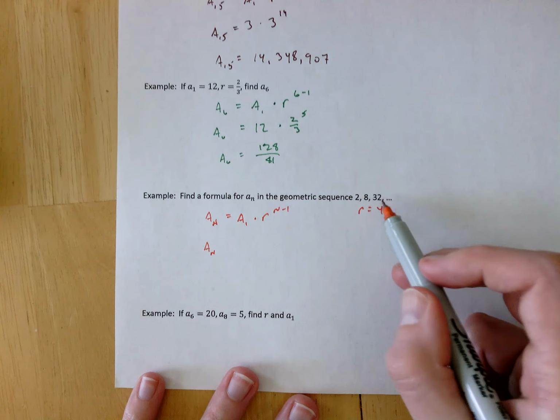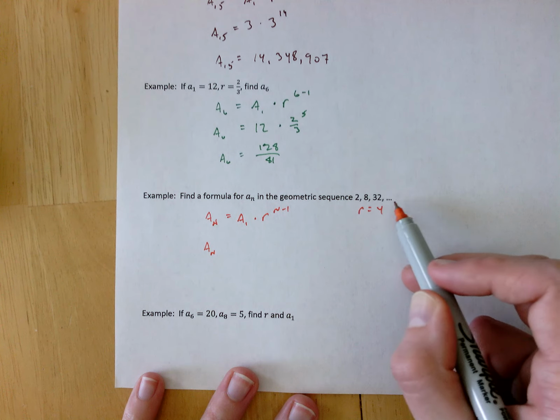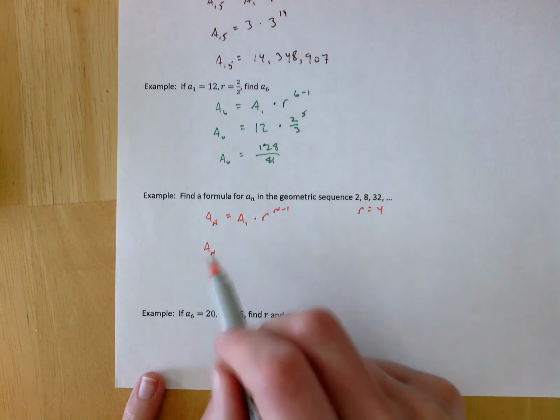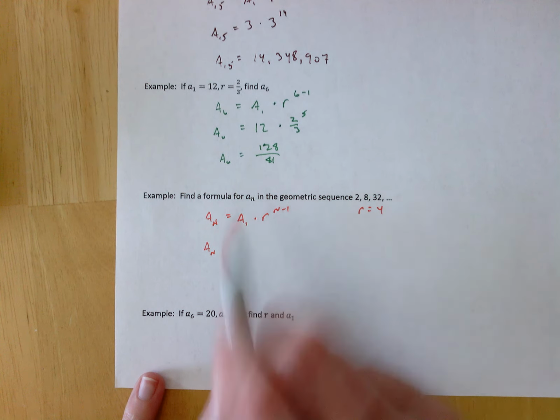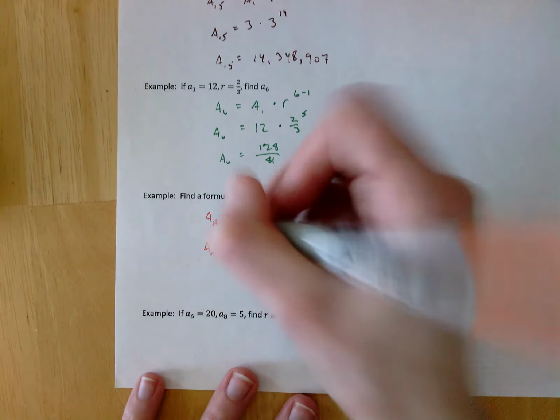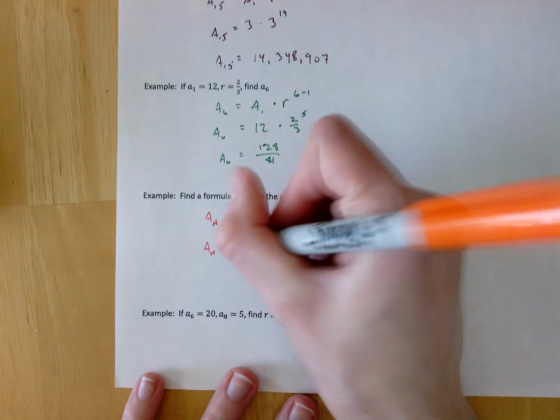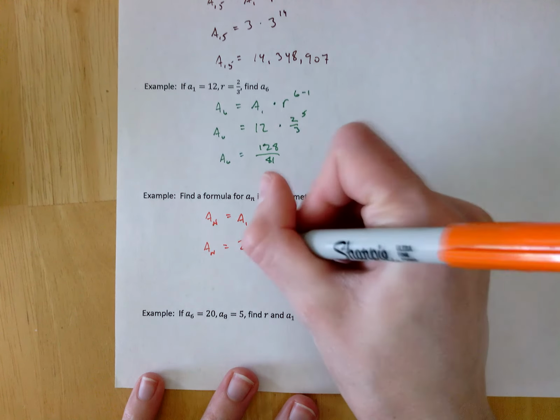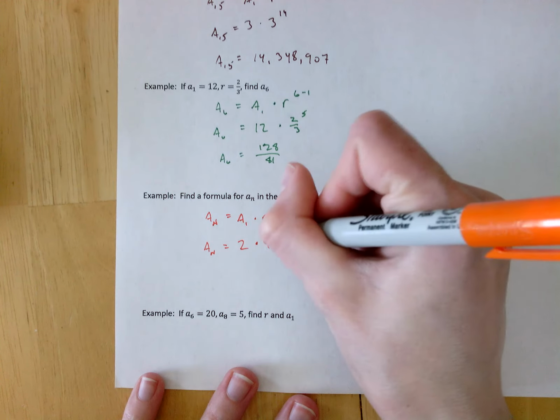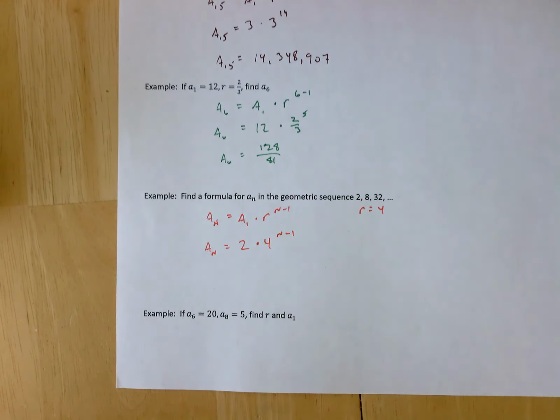I don't want to use the 32 because one, it's not the end of my list. That's what the dot, dot, dot means. And two, I'm trying to find a formula or a rule for this. So I want it to be kind of generic. But I will plug in what a sub 1 is. That's 2. And I will plug in r, which is 4. And we leave it as raised to the n minus 1. And that right there is going to be your rule.